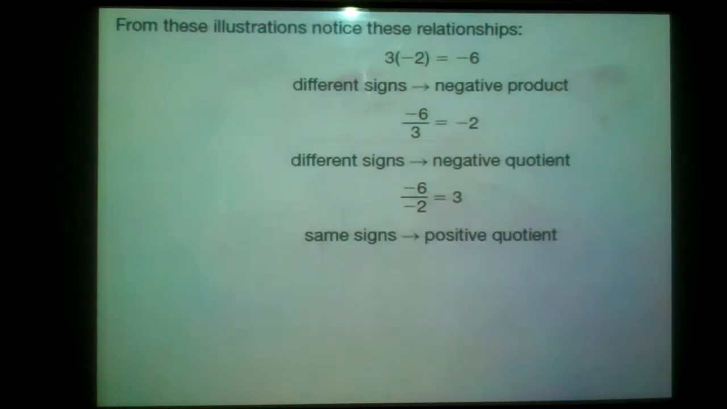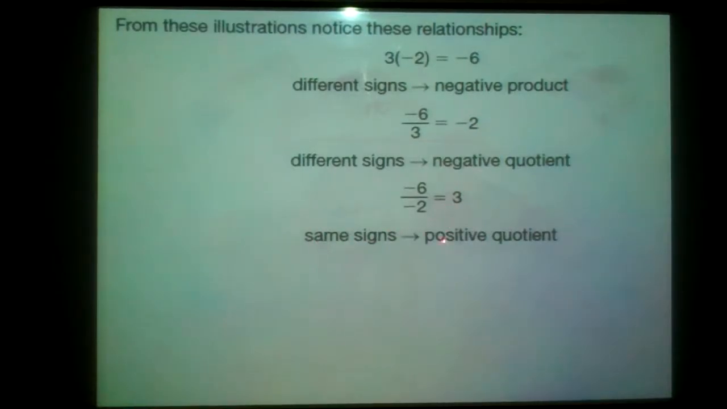So, from these illustrations, this is what we should notice as far as the relationship goes. These rules are much easier to follow than the adding and subtracting. I think they're a little easier to remember and work with. If you're multiplying different signs, you're going to get a negative product. If you're dividing with different signs, you're going to get a negative quotient. So basically, if one's positive and one is negative, and you're multiplying or dividing, you'll get a negative answer.